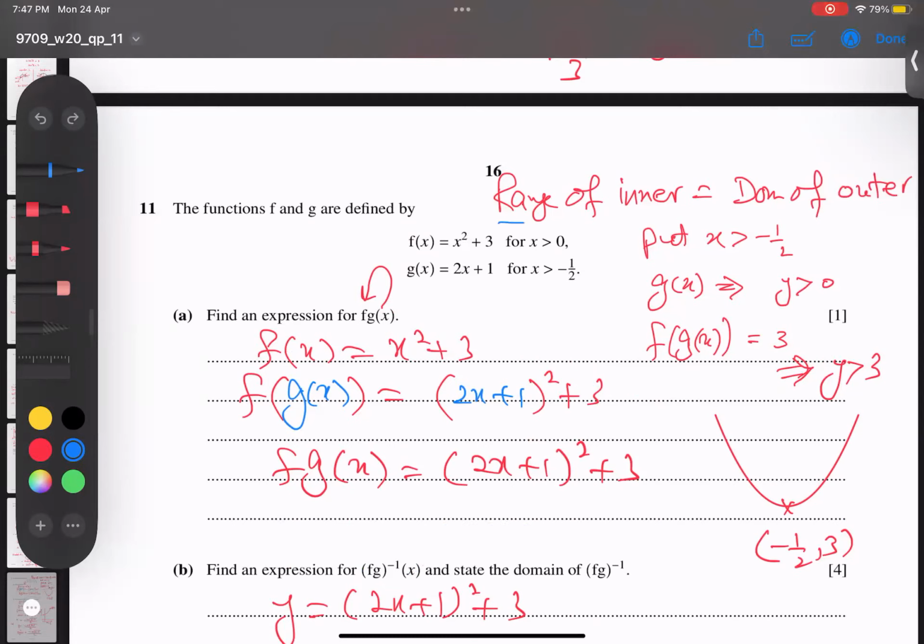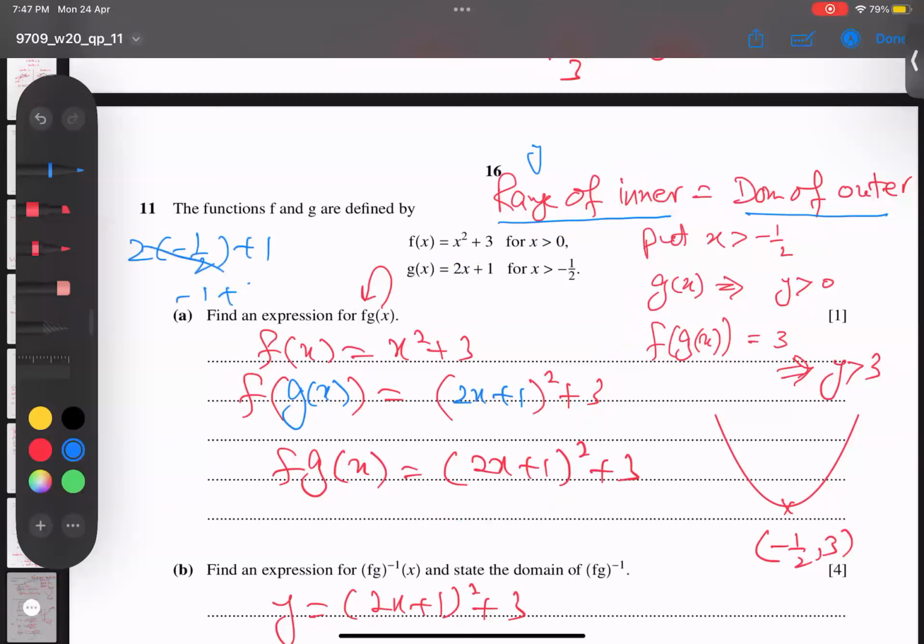The range of the inner function, range stands for y value, is equal to the domain of the outer function. What is the inner function? This is called the inner function. I repeat my words: this is the inner function, and this outside is called the outer function. So when you replace this x value bigger than half in G, you get what? Negative this 2, if I plug in there, look, I show you.